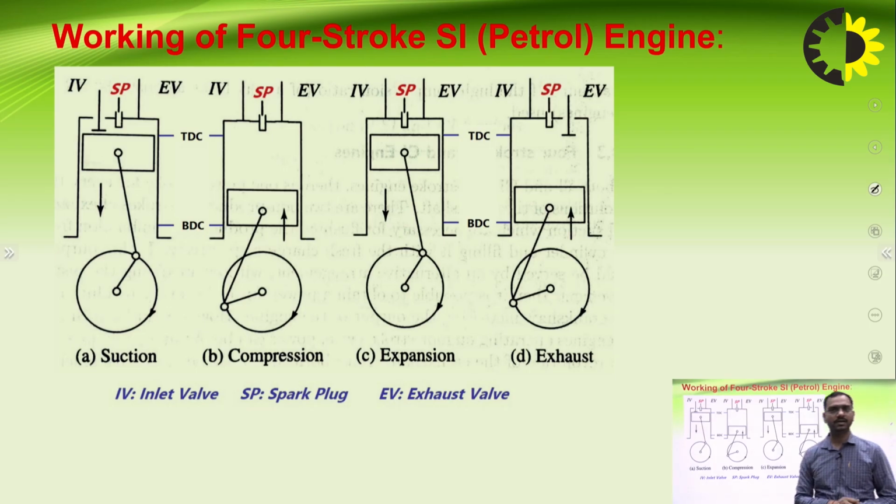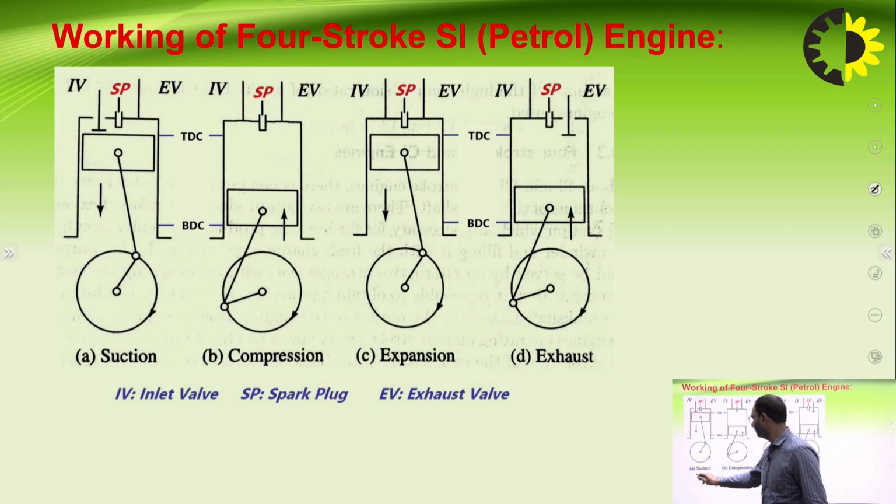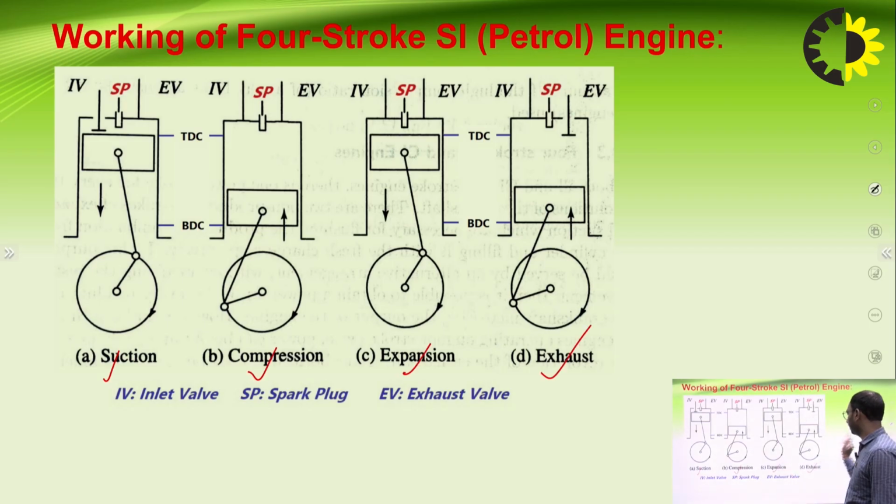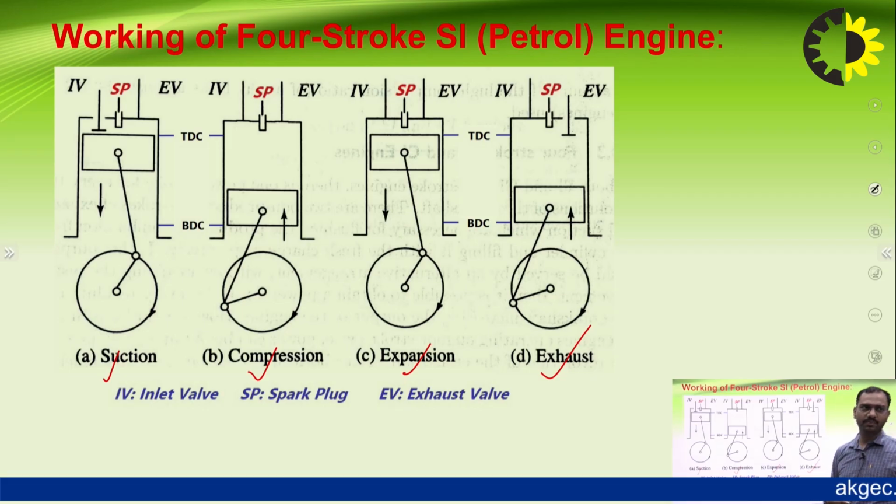Now I will discuss the working of the 4-stroke SI engine. Basically, in a 4-stroke SI engine, there are 4 processes. The first one is suction, then compression, then expansion and exhaust. In further slides, I will discuss in detail what suction, compression, expansion and exhaust are.